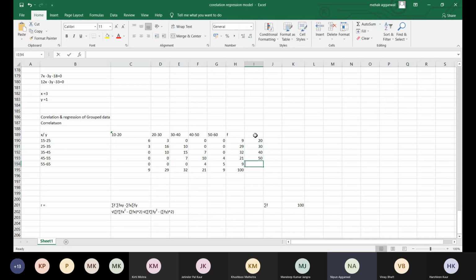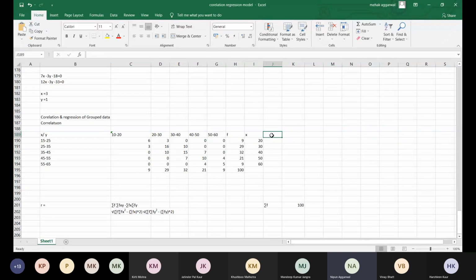Then 40, 50, 60 and 70. So this becomes your x. Midpoint of the data is the working rule. So this is your x.